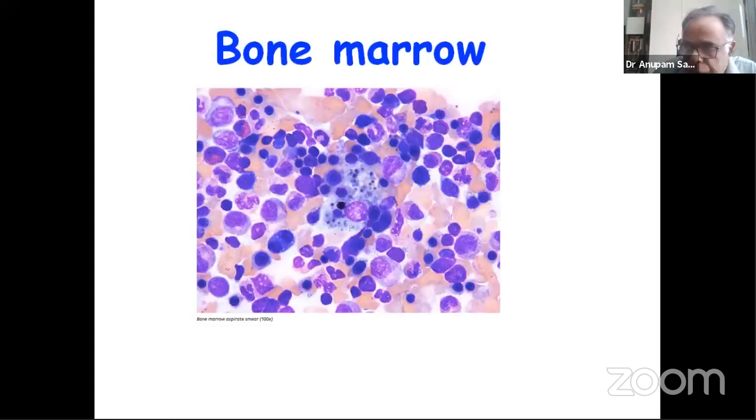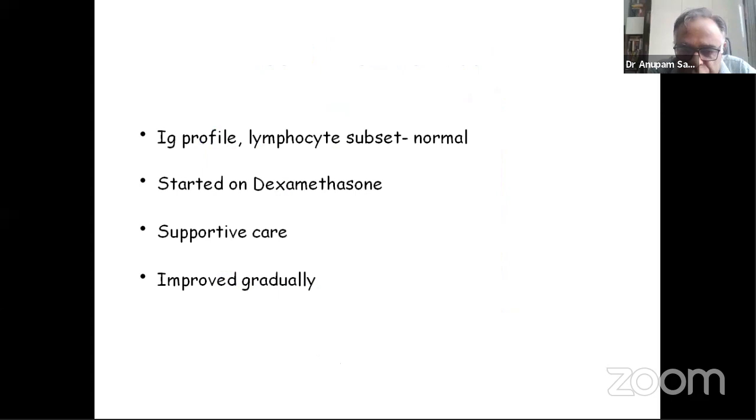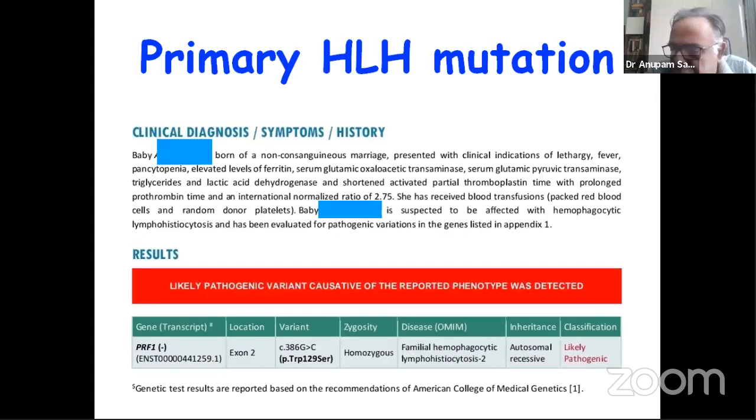This was the bone marrow, and again it is showing hemophagocytosis. IgG profile, lymphocyte subsets were normal, started on dexamethasone, supportive care, and improved gradually. The child had a perforin mutation.